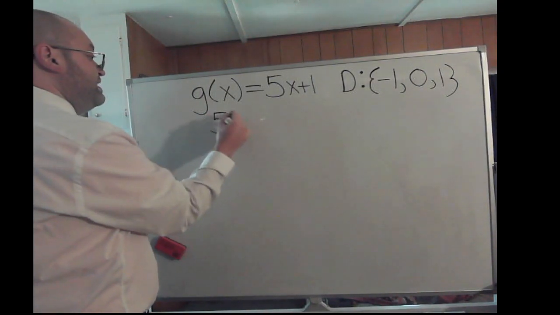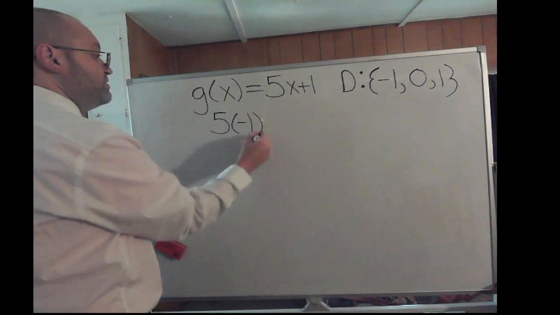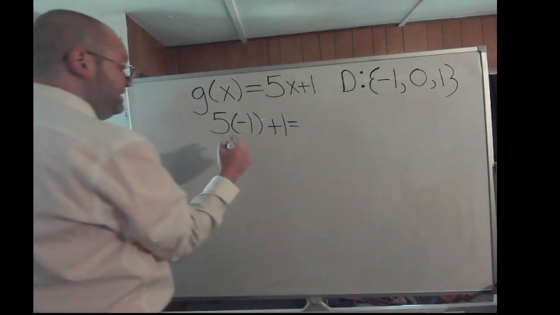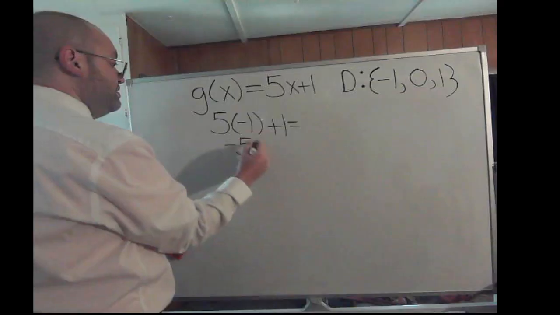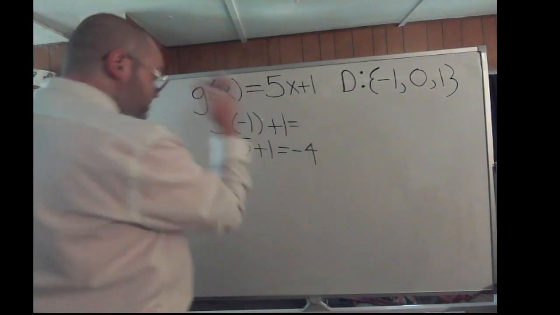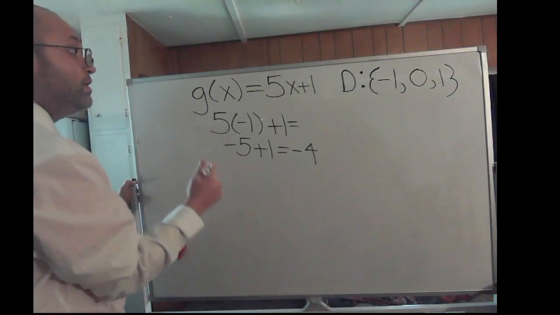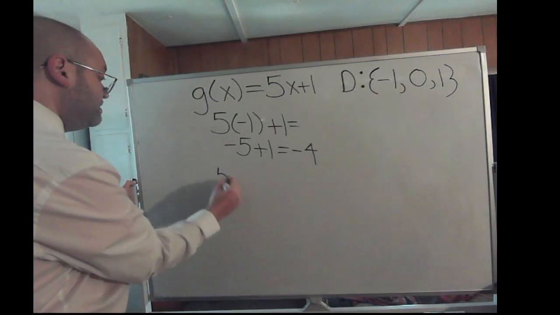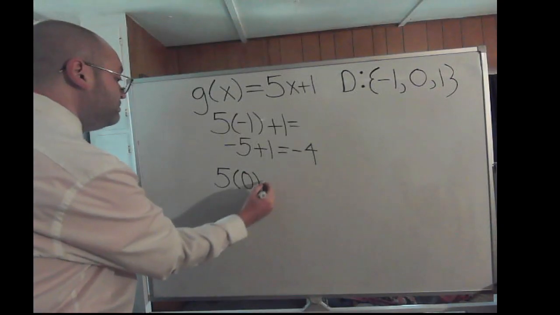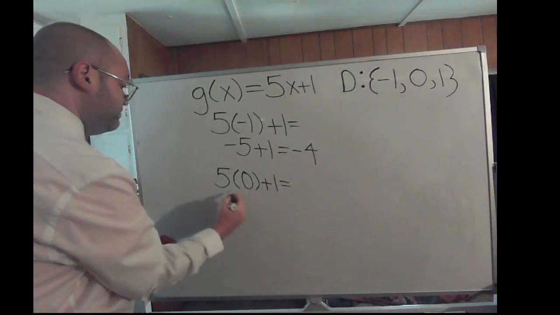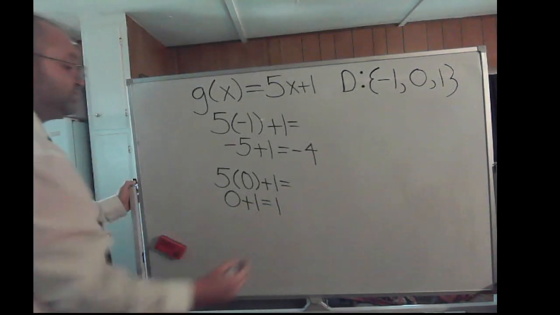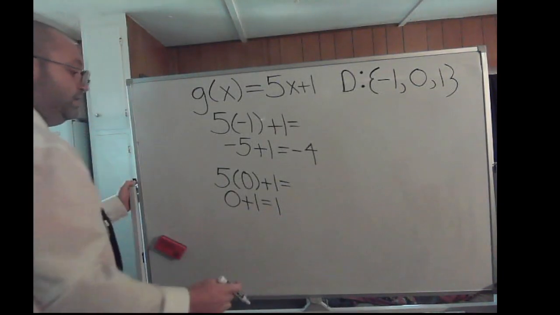So put in 5 times -1. We'll start with the first one. 5 times -1 plus 1. That's equal to -5 plus 1, which equals -4. So we have -4. Then for the next one, put in 0. 5 times 0 plus 1. That's equal to 0 plus 1, which would equal 1. So far we have -4 and 1.